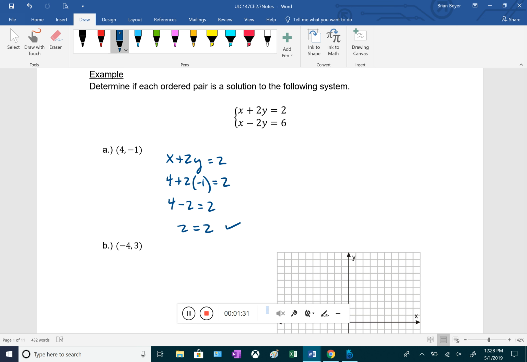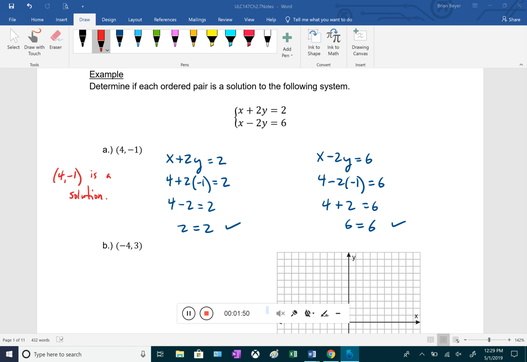And we're going to test it for the other one also. x minus 2y equals 6. We plug in 4 and -1 once again, and that gives us 4 plus 2 equals 6. And this one is also true. We get 6 equals 6. So that gives us that this ordered pair is a solution.